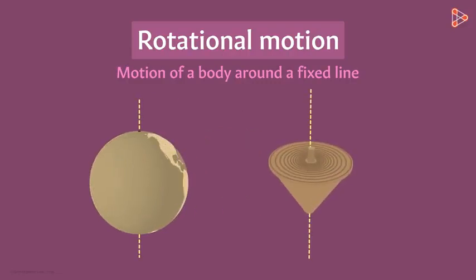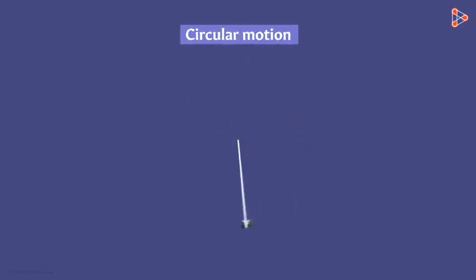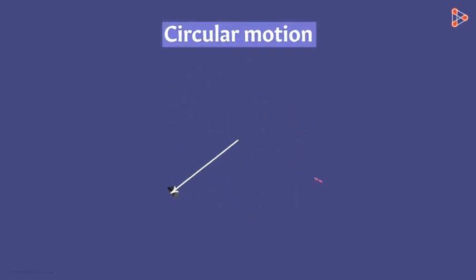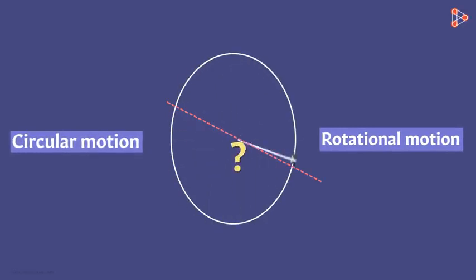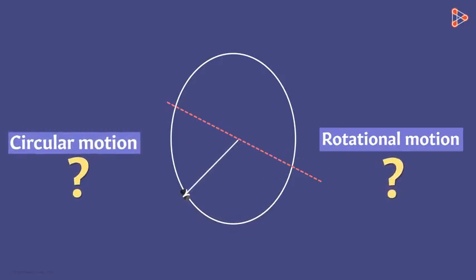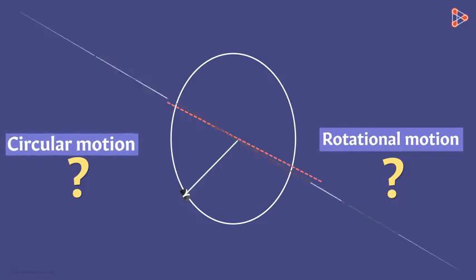But wait a moment. Let's go back to our example we discussed earlier. When this object was whirled around in circles, we said that it was performing circular motion. But here, if we take this line as our axis of rotation, then we can also say that the object is performing rotational motion around this fixed line. So what is the motion of this object? Circular or rotational? What exactly is the difference between rotational and circular motion?